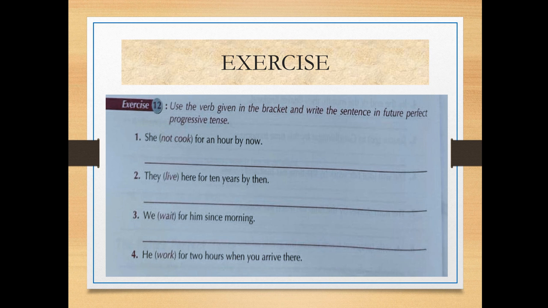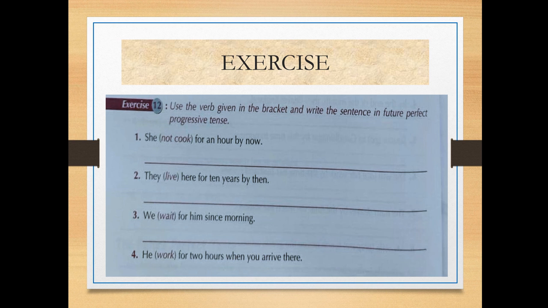Right? Let's see the third one. We wait for him since morning. We will have been waiting for him since morning. He worked for 2 hours when you arrive there. He shall have been working for 2 hours when you arrive there. Right, children? So this is about future perfect progressive tense.